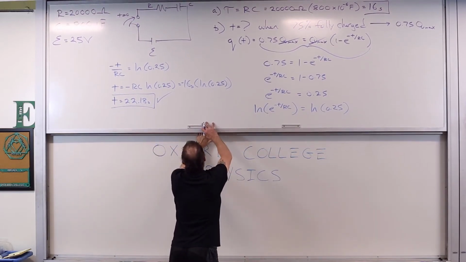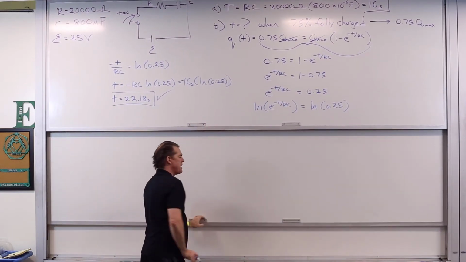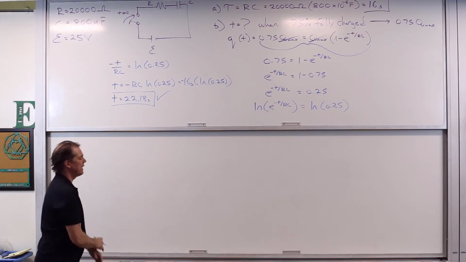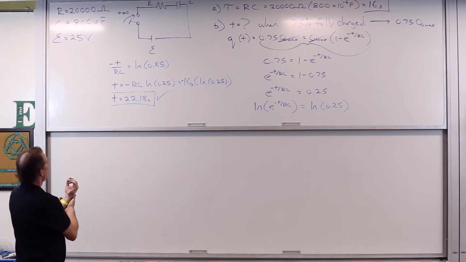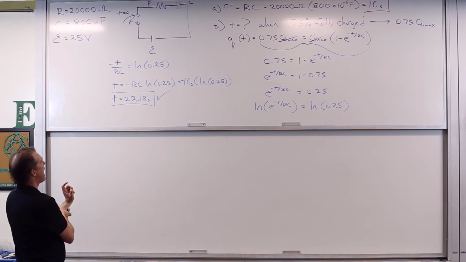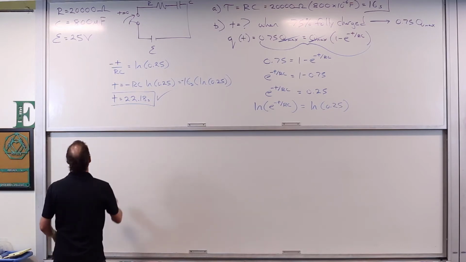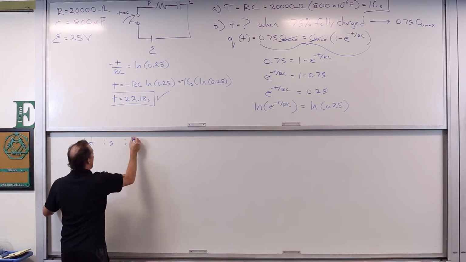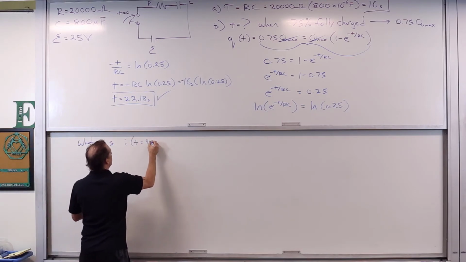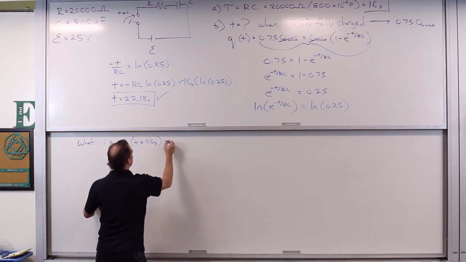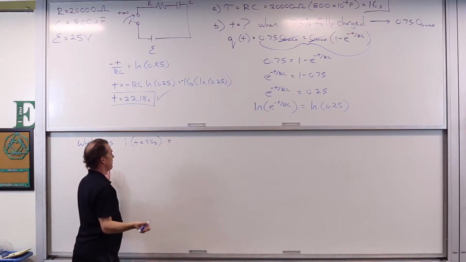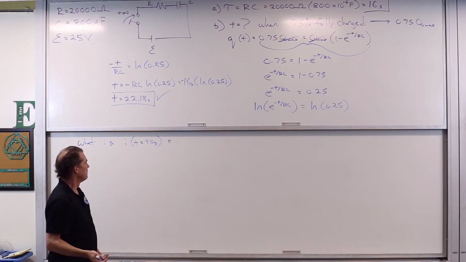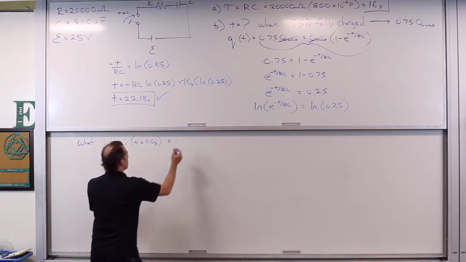So, some other things that could be asked. We could ask, what's the current in the circuit and the potential difference across the resistor at a certain time? What is I of t at t equals 40 seconds? Well, that's just going to be I of t evaluated at t equals 40 seconds. What do we know about that?